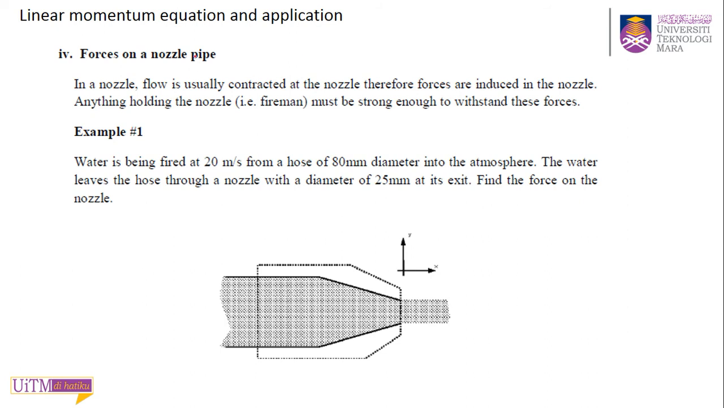Lastly, finally, the forces on a nozzle pipe. Okay, this is a nozzle pipe. You have a converging cone where the velocity of the flow is increasing. A nozzle flow is usually contracted at the nozzle, because the area, the diameter, is smaller, so that's why the velocity comes out very high. That's why you need to hold this nozzle, because we have a force.